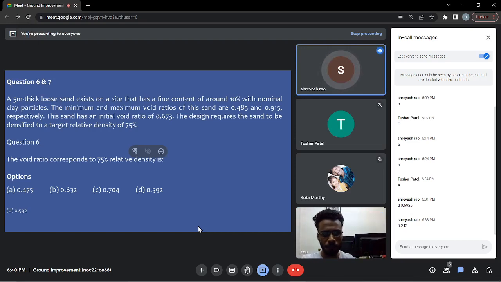Yes, sir. As you said, I did it from the formula itself. Dr equals e max minus e naught divided by e max minus e min. E max and e min are given. Dr is 0.75. So you rearrange the equation and you can get the answer. Subsidence also from the formula itself, sir.